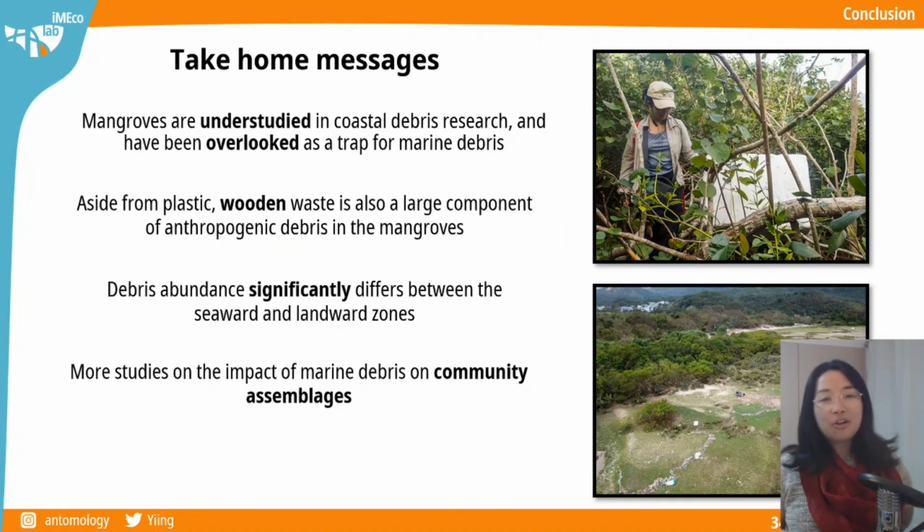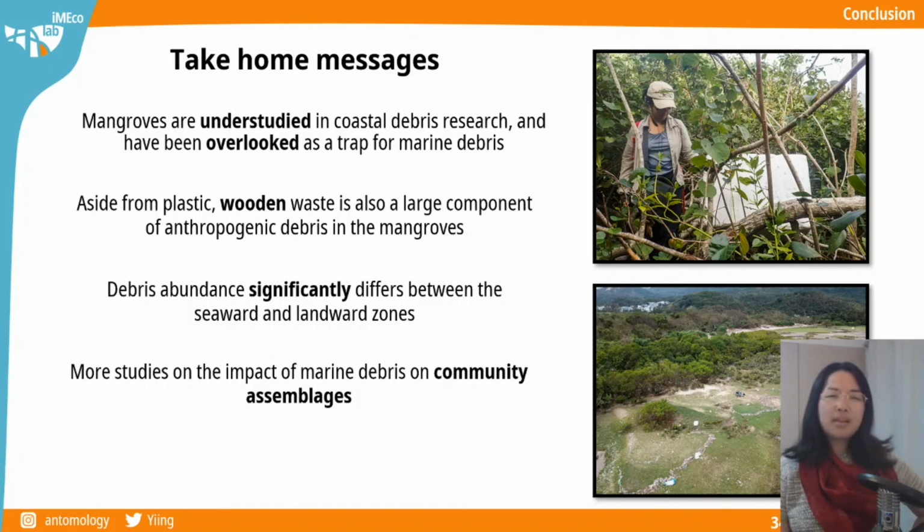So what are my take-home messages from my research? Well, I think for sure mangroves are understudied in coastal debris research overall, so we can really do more research there. And because of that, they've been overlooked as traps for marine debris. And aside from plastic, wooden waste is also a concern that we should think about, especially since mangroves are so close to settlements that use wood as a biodegradable construction source. So people build and they let the rubbish degrade into the ocean.